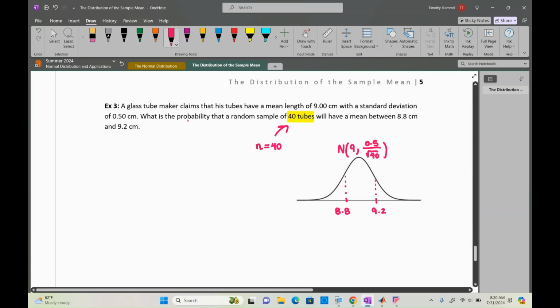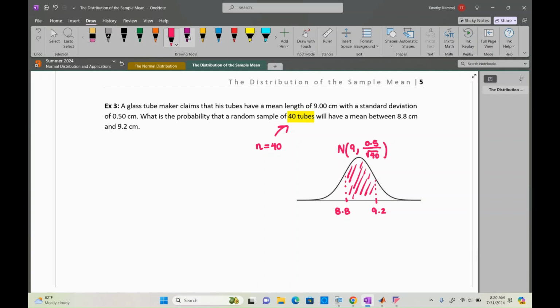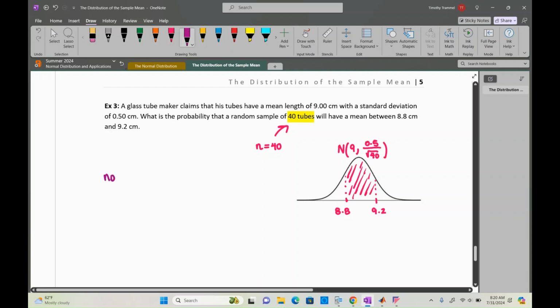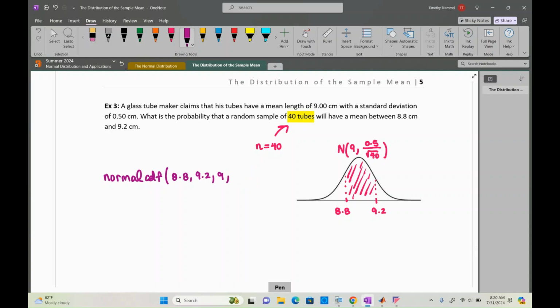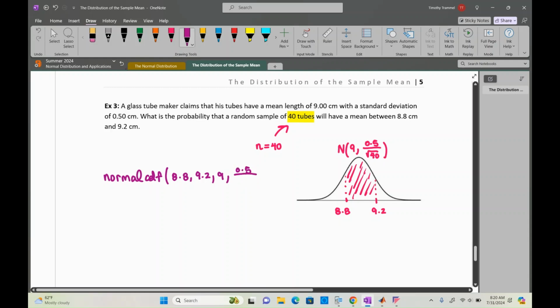And so the probability, or the shaded area we're looking for, is right here. And so all we need to do now is use our normal CDF. We'll put in our lower bound. We'll put in our upper bound. We'll put in our mean of the sampling distribution and our standard deviation of the sampling distribution for samples of size 40. Let me write that a little bit cleaner. 0.5 over the square root of 40. There we go.